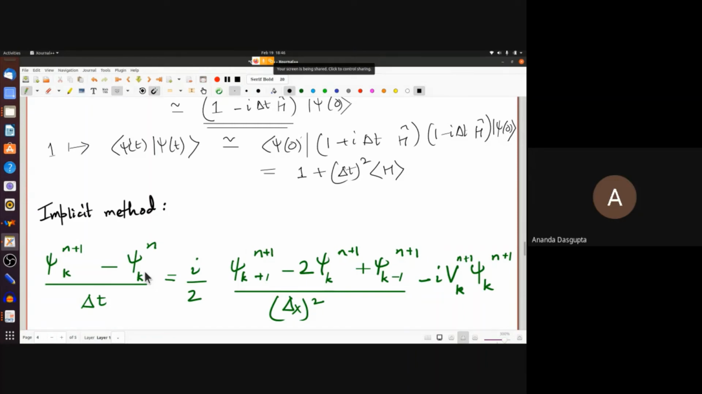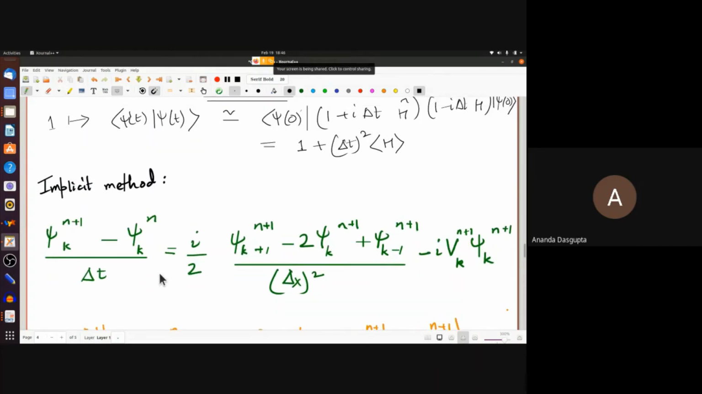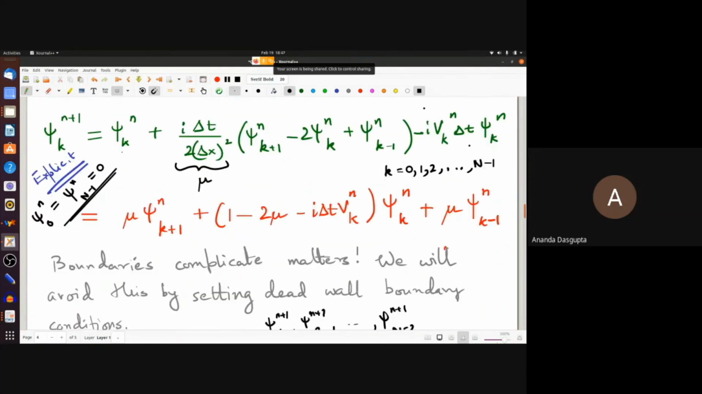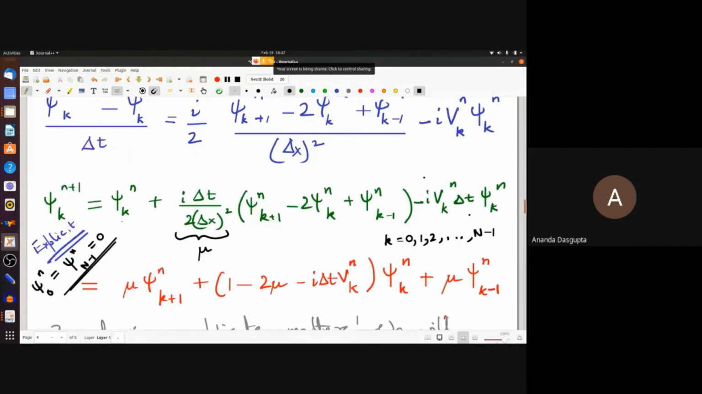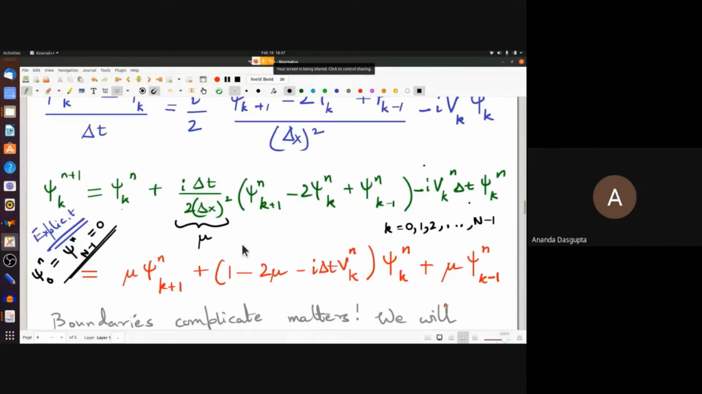So basically what you're doing is exactly what I did before. If you look at this expression, it should look exactly like what I had a while ago. Okay, let me just repeat this and show you what we had here. This is what we had: psi k n plus 1 is psi k n plus mu into psi k plus 1 n minus 2 psi k n plus psi k minus 1 n, minus i v k n delta t, etc., etc.